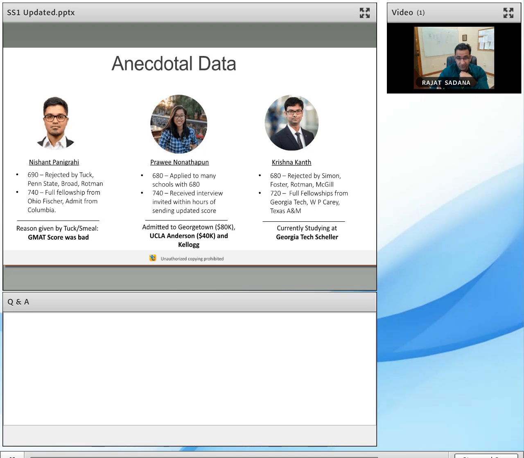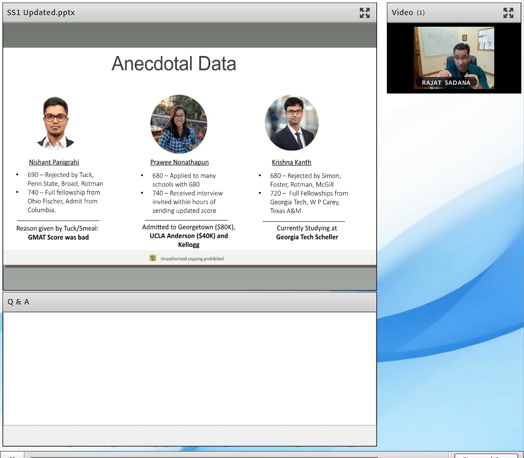The case of Krishnakant is just one story which talks about the importance of the GMAT score. He scored a 680, applied to Simon, Foster, Rotman, and McGill, and got rejected from each and every school. This was R2. So in R2, he got rejections from every school.